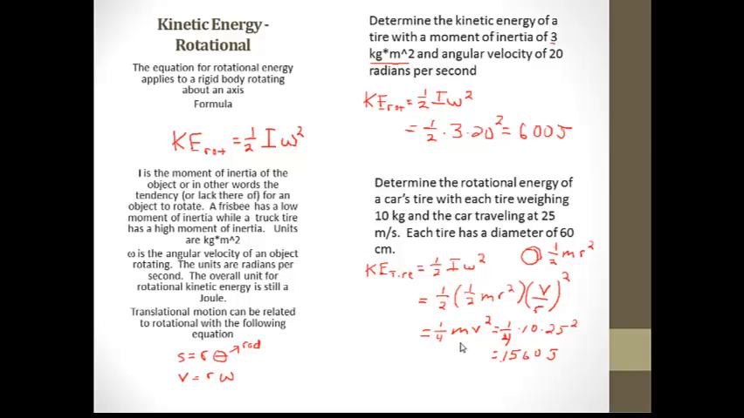And then you're going to multiply by 4 because we have 4 tires in this car. So total KE would be 4 times 1560, which, let's see what that is. 4 times 1560, I get 6,240, and it is joules.